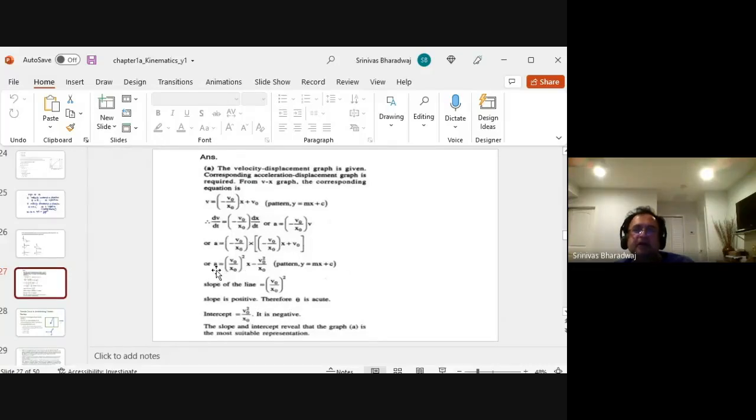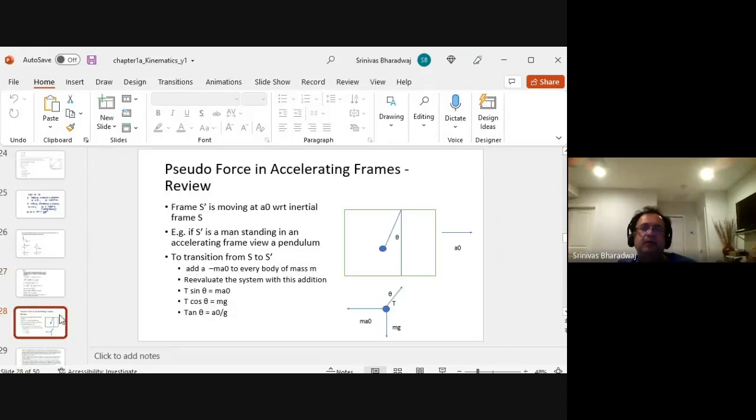Notice that at x equals 0 this is negative, and then it's a positive slope straight line. Okay, the slope of the line is positive: v naught by x naught the whole square is positive. The slope is positive, and the intercept is negative. This is negative v naught square by x naught. Okay, so therefore you will have that kind of a slope. Okay, so why do we teach these problems?